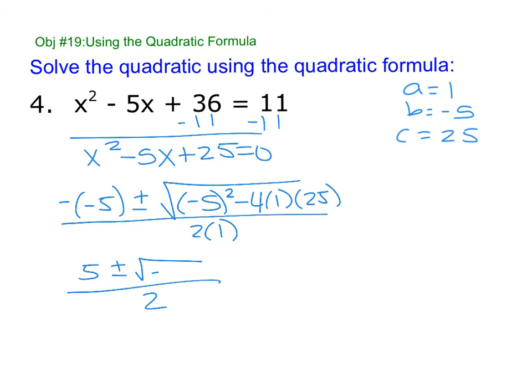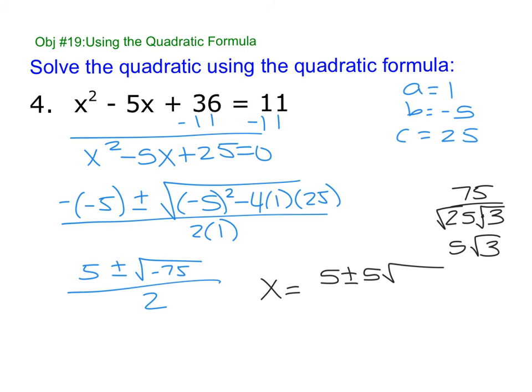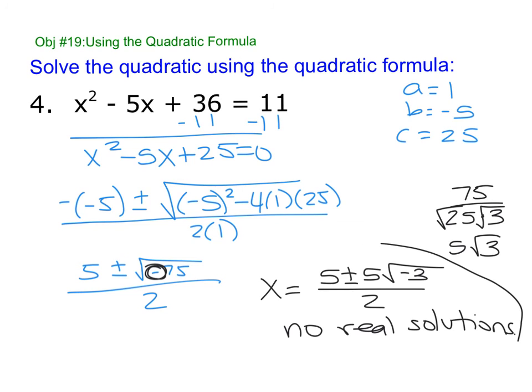All right, so 5 plus or minus, 2 times 1 is 2, and then let's see what's in that. I get negative 75. Now, even though it is negative, I'm going to simplify. 75 can be simplified. So what perfect square goes into 75? That's 25 times 3. So square root of 25 is 5 root 3. So we're going to write our answer as 5 plus or minus 5 root, now I kind of ignored that negative, negative 3 all over 2. And then I'm also going to write no real solutions. And this is what our answer is.